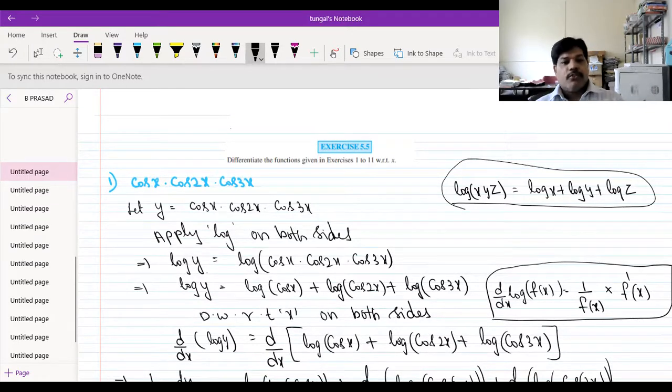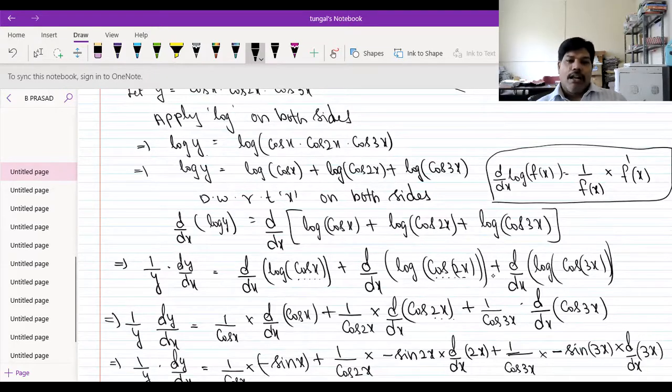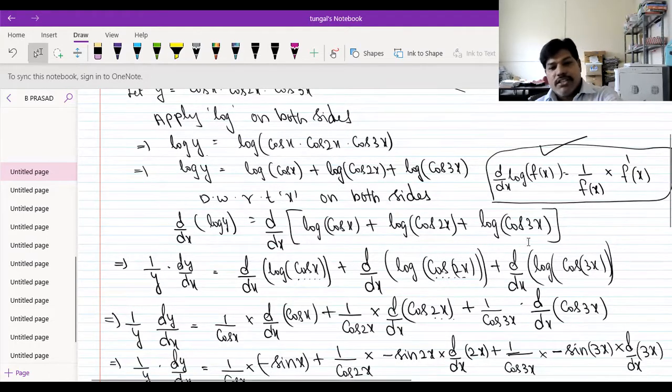So differentiate with respect to x on both the sides. What we will get is derivative of log y, derivative of log of cos x, derivative of log of cos 2x, derivative of log of cos 3x. So already you know that this formula is very important in this exercise. Log f of x derivative. So what is the log f of x derivative? 1 by f of x into f dash of x. So you can take 1 by y into dy by dx, and here log cos x derivative is 1 by cos x into derivative of cos x. So log cos 2x derivative is 1 by cos 2x into derivative of cos 2x plus log cos 3x derivative 1 by cos 3x into derivative of cos 3x.